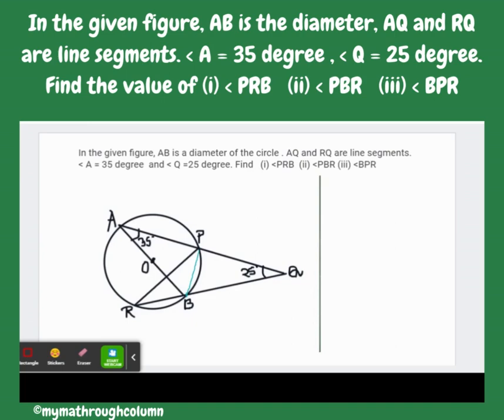We have to find angle PRB, angle PBR, and angle BPR. So let us check how we can do this part by part. So first, we are trying to find angle PRB. This is angle PRB. I'm highlighting it with red.